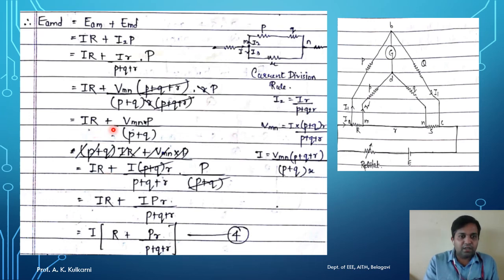So I into r plus Vmn is nothing but this value, right? Now substitute the value of I instead of Vmn. So I into (p plus q) into r divided by p plus q plus r, into p divided by p plus q. This p plus q and this p plus q will get cancelled. So we get I into r plus I into p into r divided by p plus q plus r. Now let us take I as common over here. If I take I as common, what is left over? r plus pr divided by p plus q plus r. Now let us represent this as equation number 4.